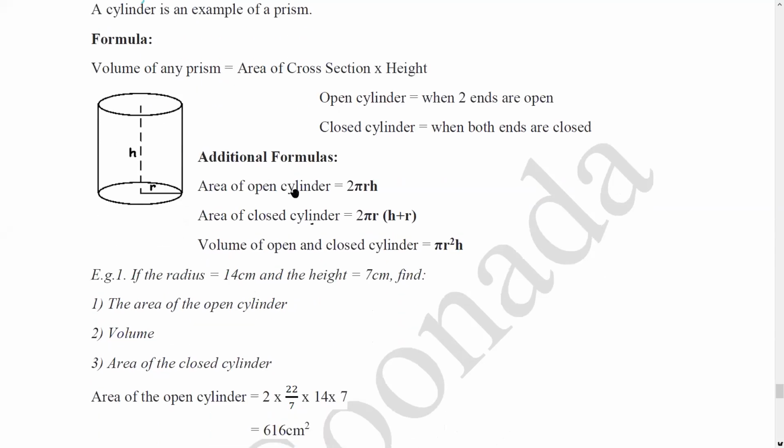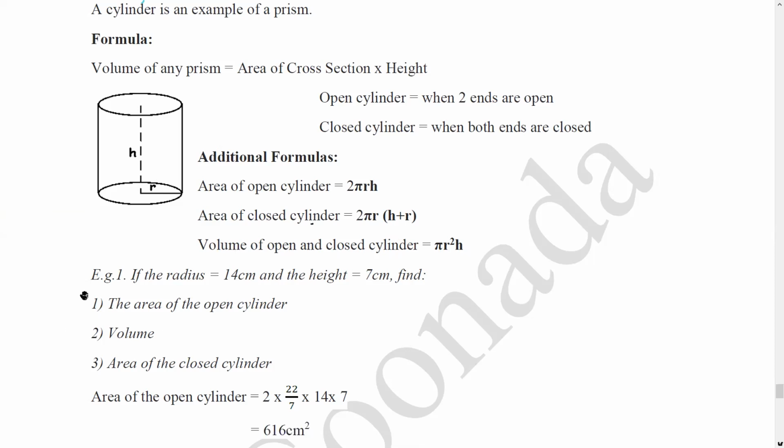So the area of an open cylinder is 2 pi r height. Everything here is multiplied, right? So 2 by 22/7 multiplied by the radius multiplied by the height. If it's a closed cylinder, it's 2 multiplied by pi multiplied by r, and all of that multiplied by the height plus the radius. The volume of an open and closed cylinder, so let's say the top might be open, the bottom might be closed, or vice versa, it's pi r squared height.